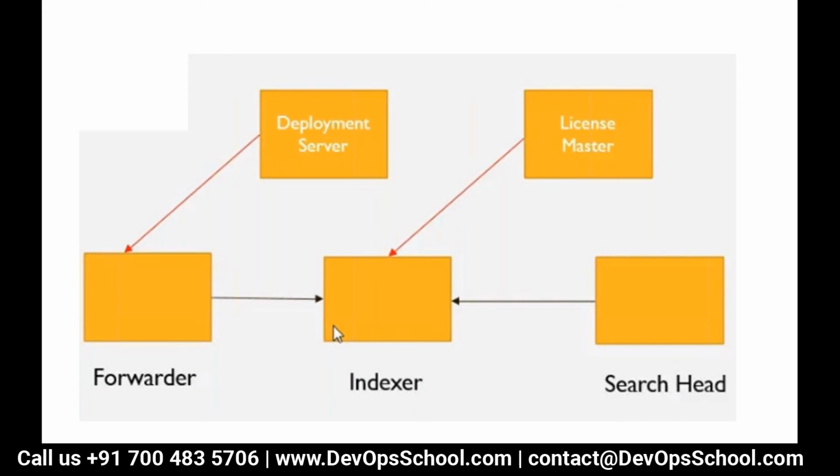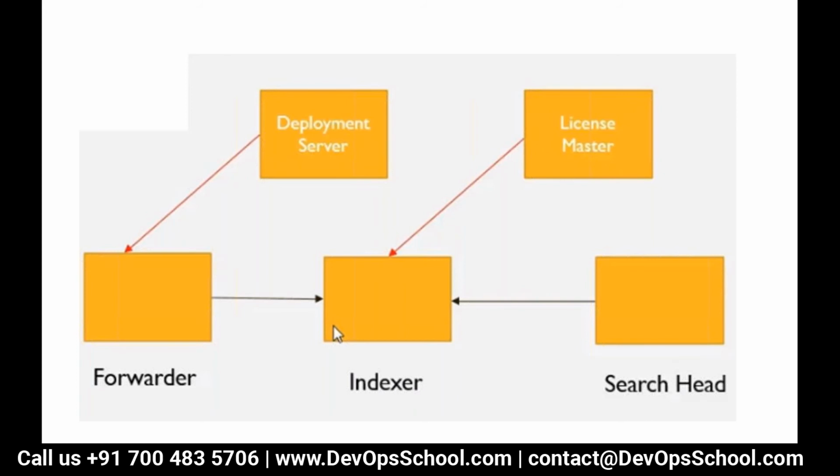Now, what is a license manager? You see, a license manager is at the indexer, because Splunk is paid software, and up to 500 MB a day is free. That means you can index at most 500 MB every day. If you want to index more than that, then you have to get a license. Because of that, the license needs to be applied on the indexer only, because that's where the indexing is happening. So the license master, which you can typically have on another server, gives you the ability to set the capacity of the indexing. Okay, so that way you can do that.